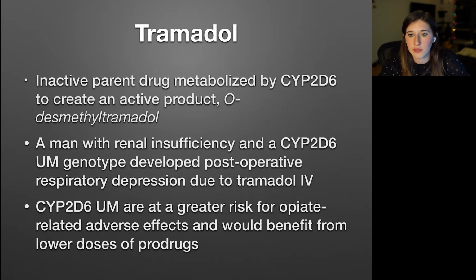So because he was an ultra rapid metabolizer, it's a similar situation to what we saw last time. He was given this inactive prodrug and then metabolized it a lot faster into the active metabolite than a normal person would. And because tramadol is an opioid acting on the central nervous system, it ended up putting this person into respiratory depression.